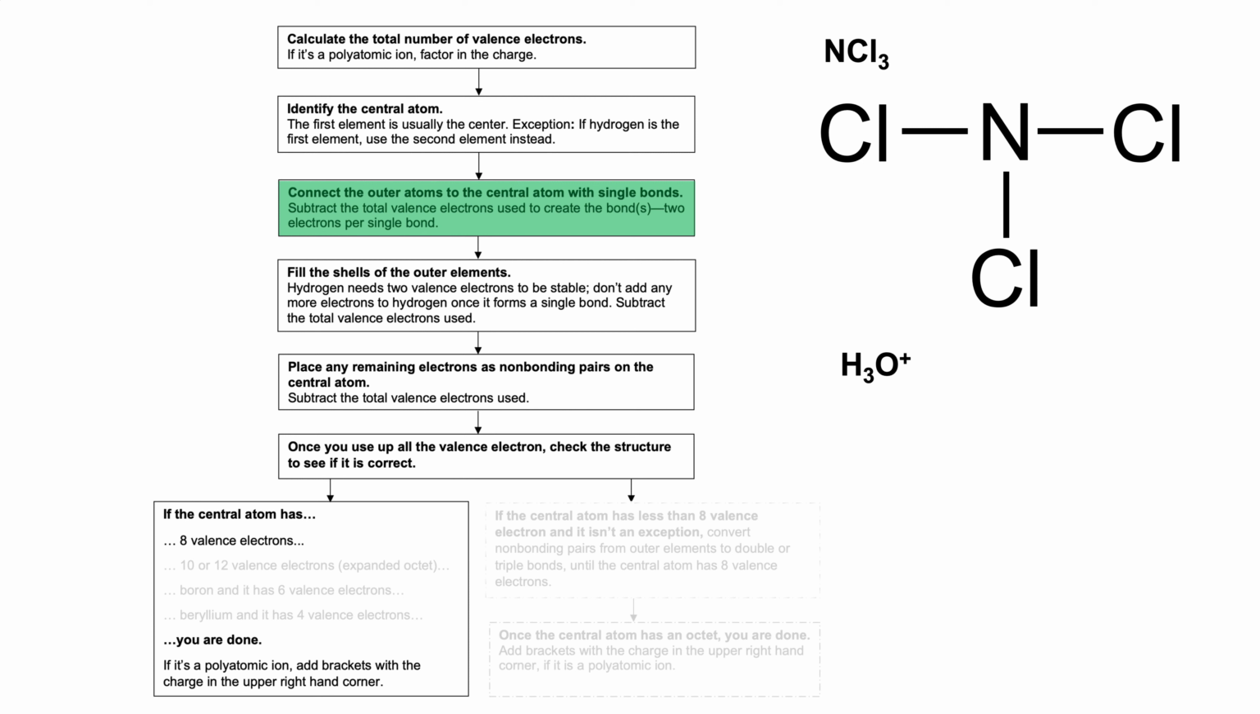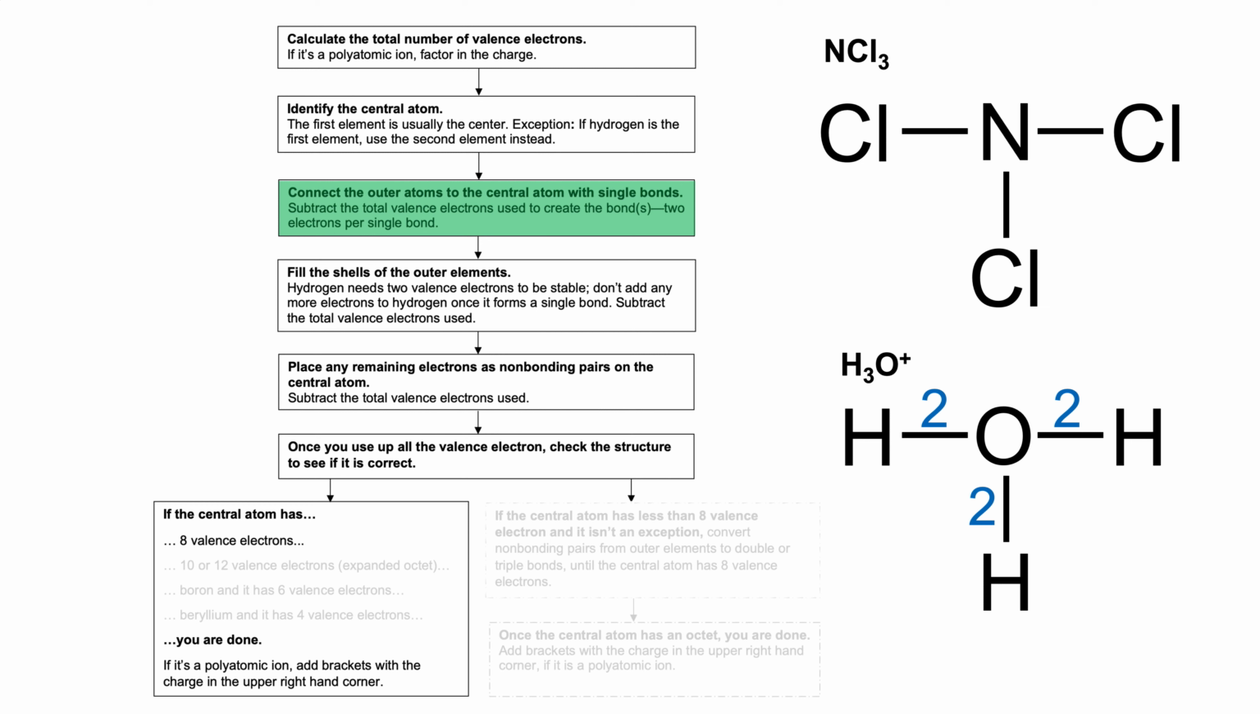Same thing for hydronium. Oxygen is the central one. I'm placing the other elements around it. There's 3 hydrogens. I connect each hydrogen to that central atom with a single bond. That used up a total of 6 valence electrons. So just make sure as you're adding stuff into the Lewis structure, you're subtracting from your inventory.